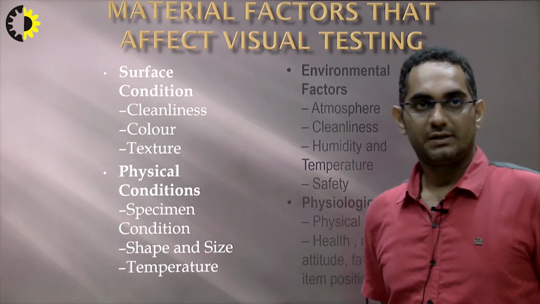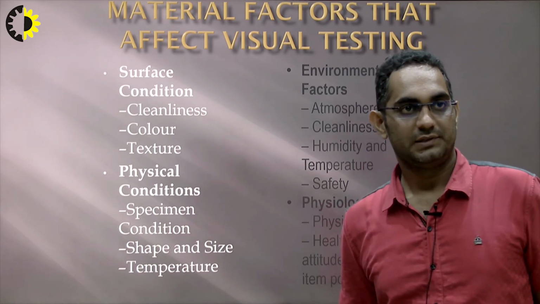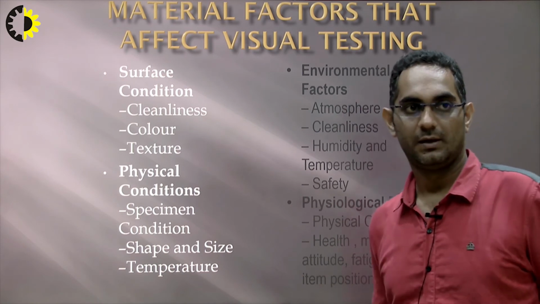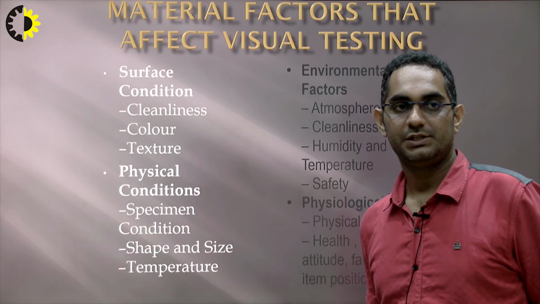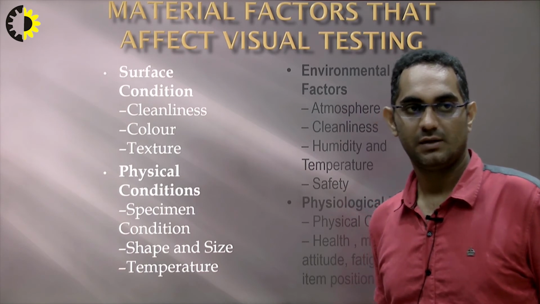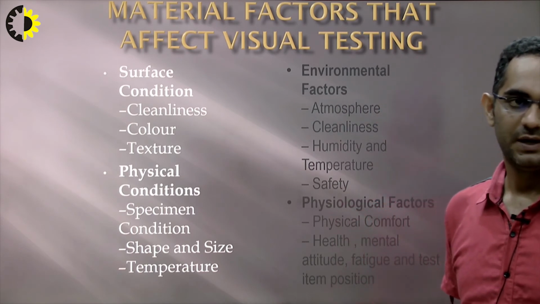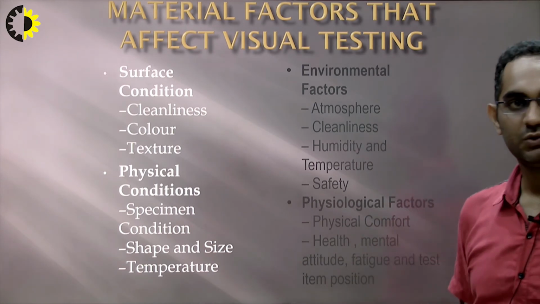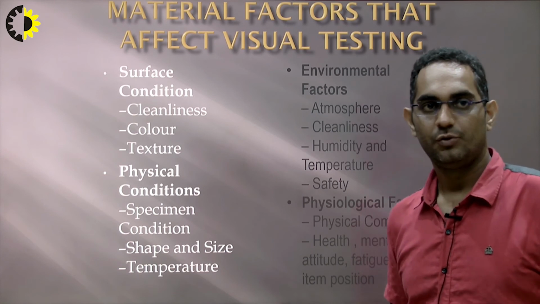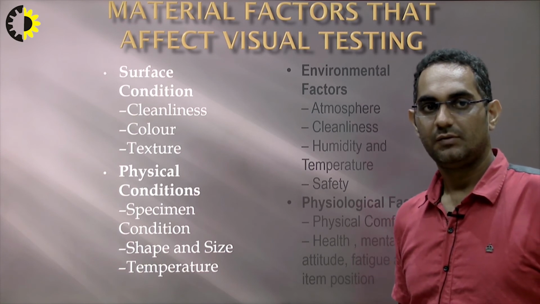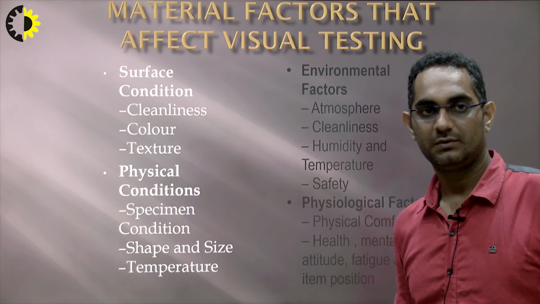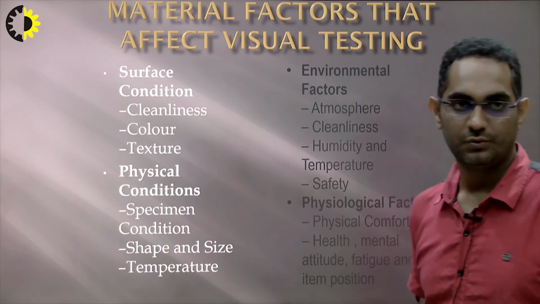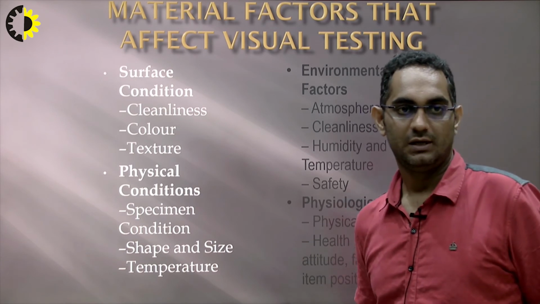Material factors that affect visual testing are surface condition, cleanliness, color, and texture. Physical conditions are specimen condition, shape and size, and temperature. Environmental factors are atmosphere, cleanliness, humidity and temperature, and safety. Psychological factors are physical comfort, health, mental attitude, fatigue, and test item position.